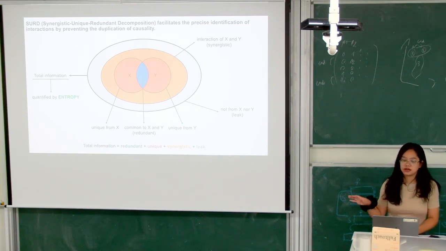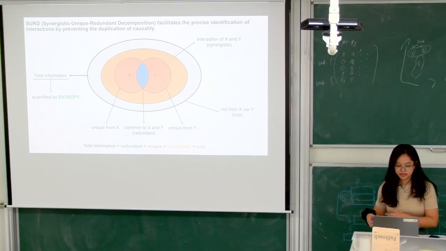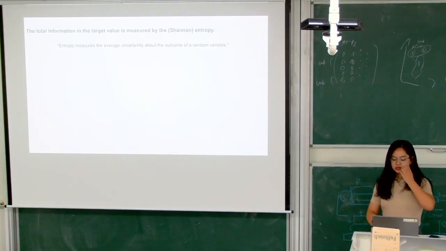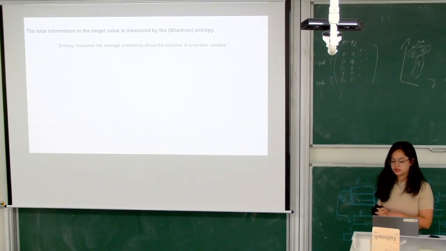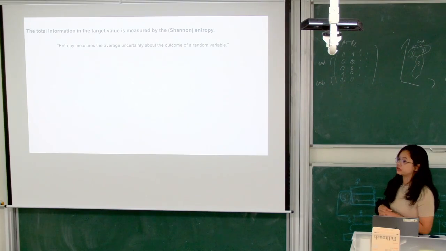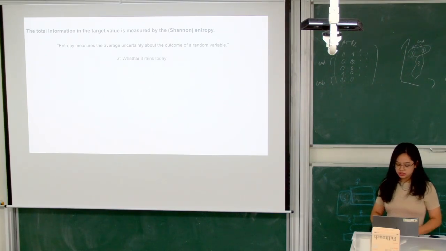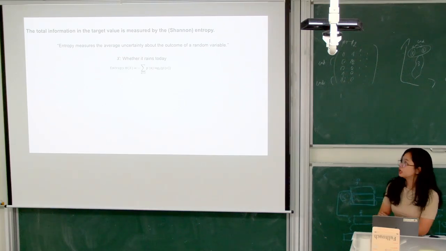I think many of us are familiar with entropy, but let's recall what it is. Basically, it is an average measure of uncertainty about the outcome of a random variable. Let's illustrate this by looking at a very simple example. Let's consider the variable x, which represents the event of whether it rains today or not. And this is the formula for the entropy.